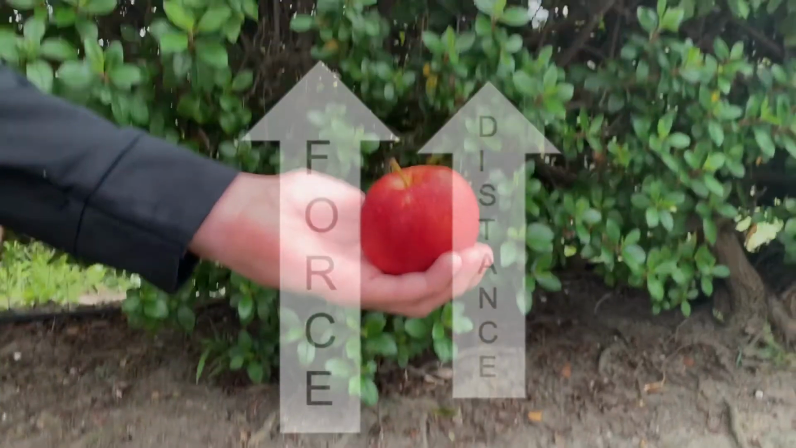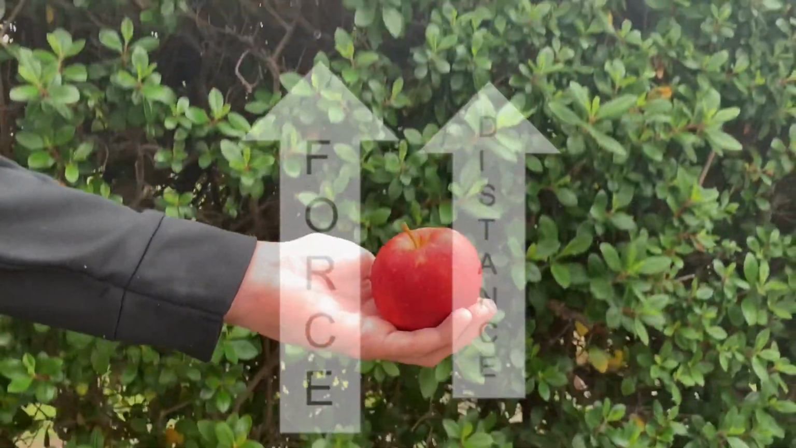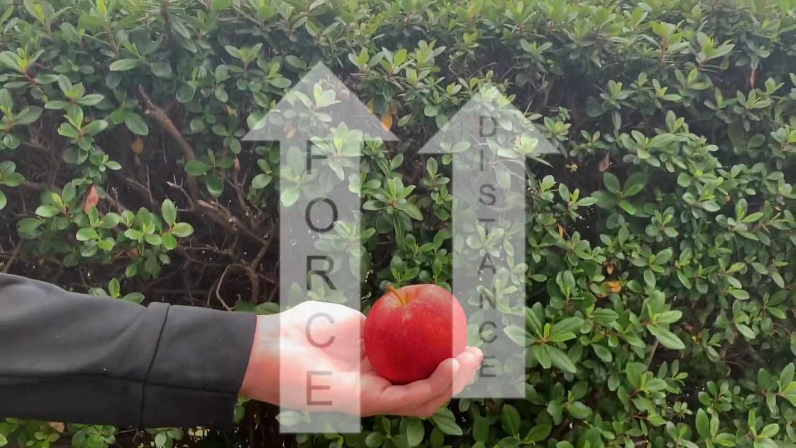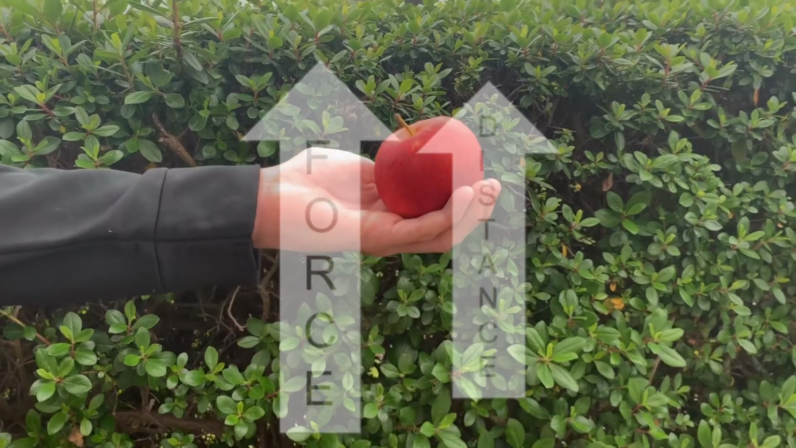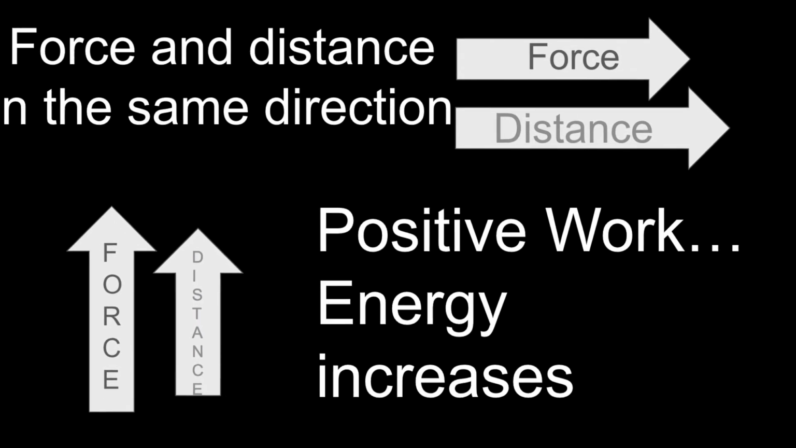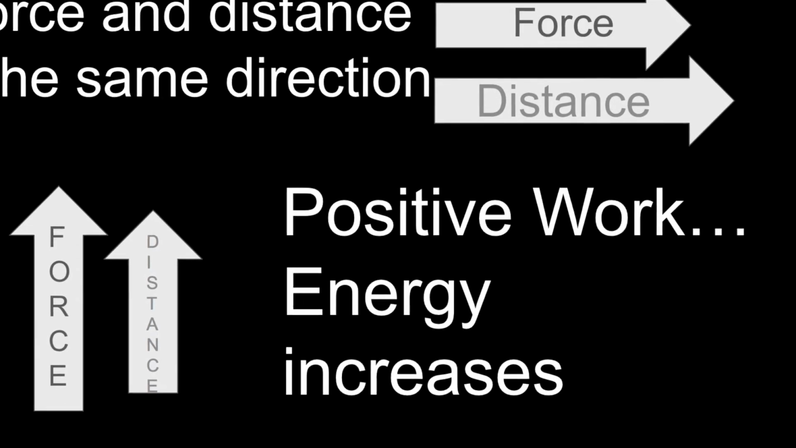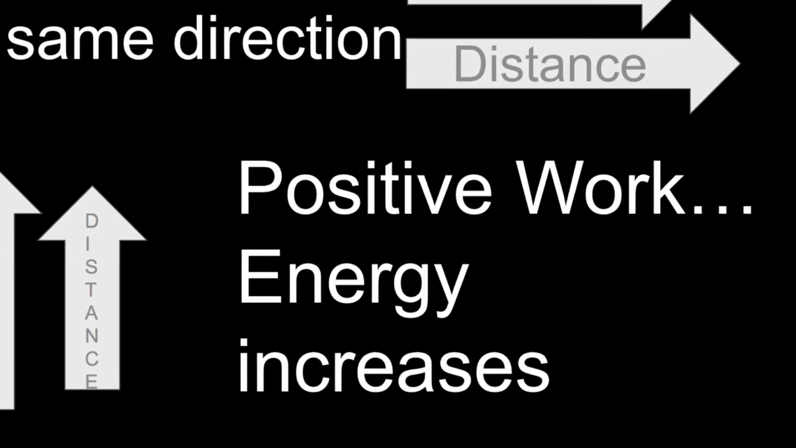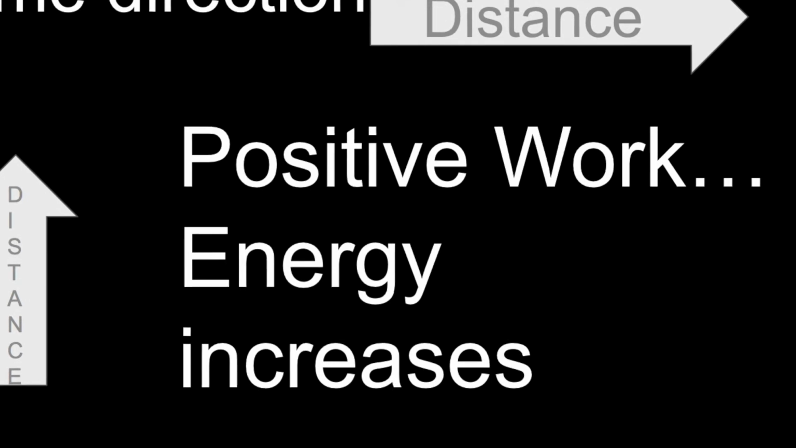When the force and the distance are in the same direction, either both positive or both negative, multiplying them to calculate the work gives you a positive answer, meaning the object is gaining energy from positive work. This could mean moving upward and gaining gravitational potential like we saw with the apple, or speeding up, which would be an increase in kinetic energy.